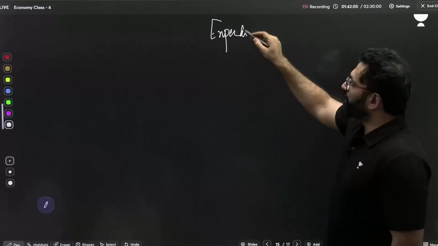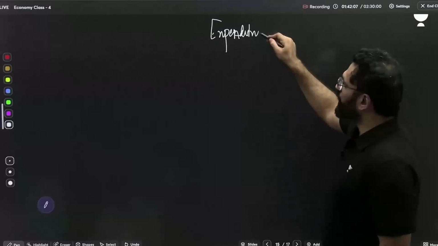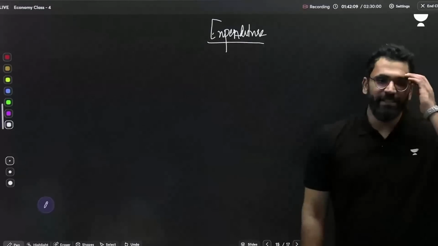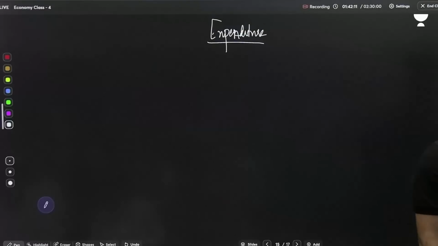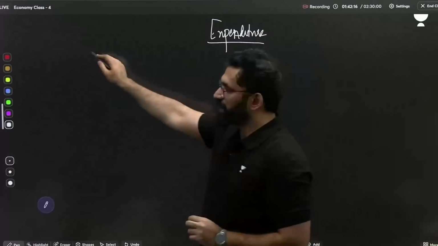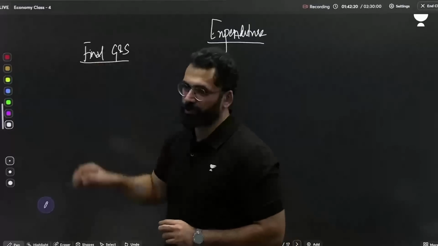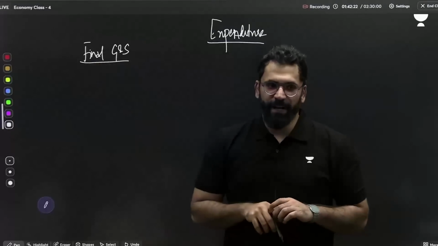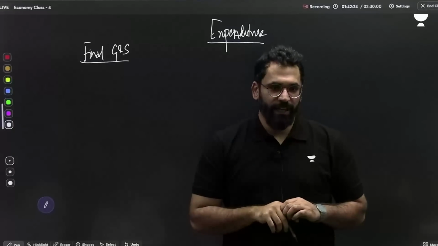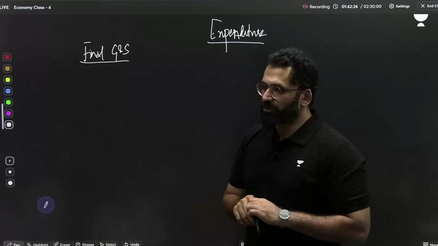Now, when we say expenditure method, we are saying when something is produced, someone will buy that item, and expenditure will be made. Whatever is produced in the economy, what is final goods and services? Final goods and services is what production we have to count. Who can spend money on this final goods and services? First, what are final goods and services?